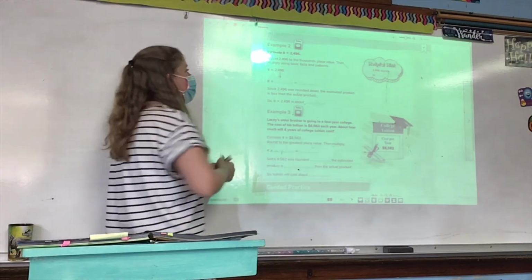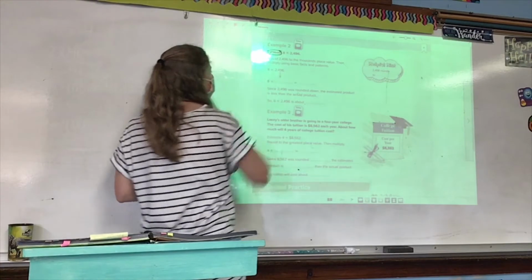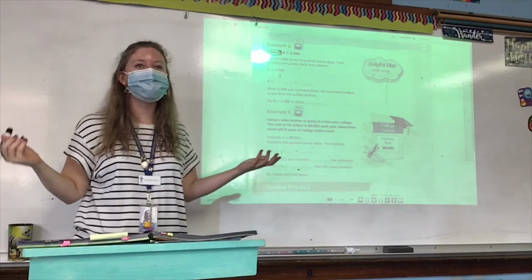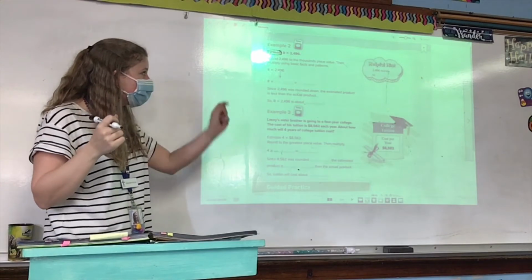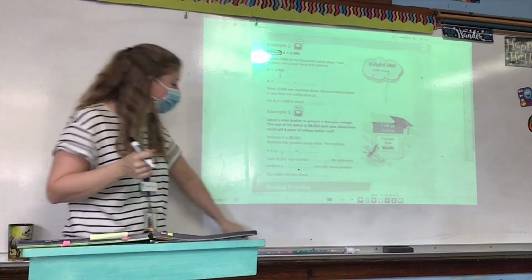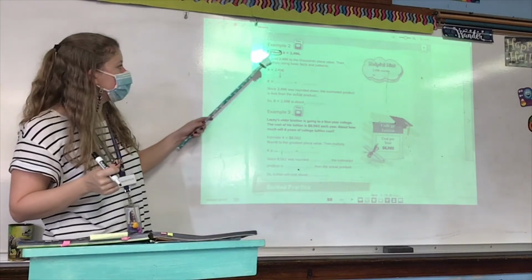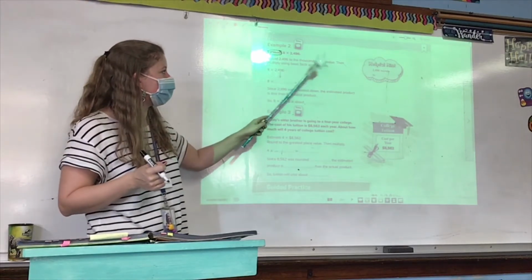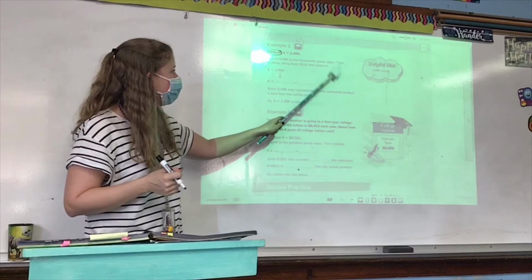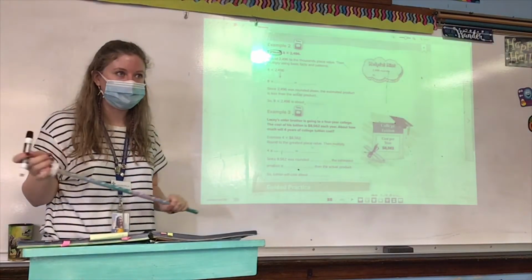But it says the word estimate, which means we are doing what, class? Estimating. We are not finding an actual answer. So, it says round 2,496 to the thousands place. I don't know why it says place value, whatever. Then multiply using basic facts and patterns.